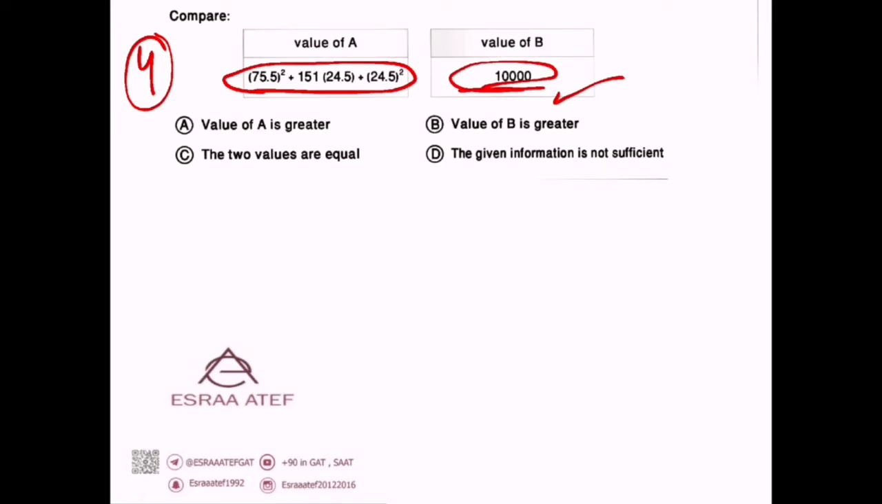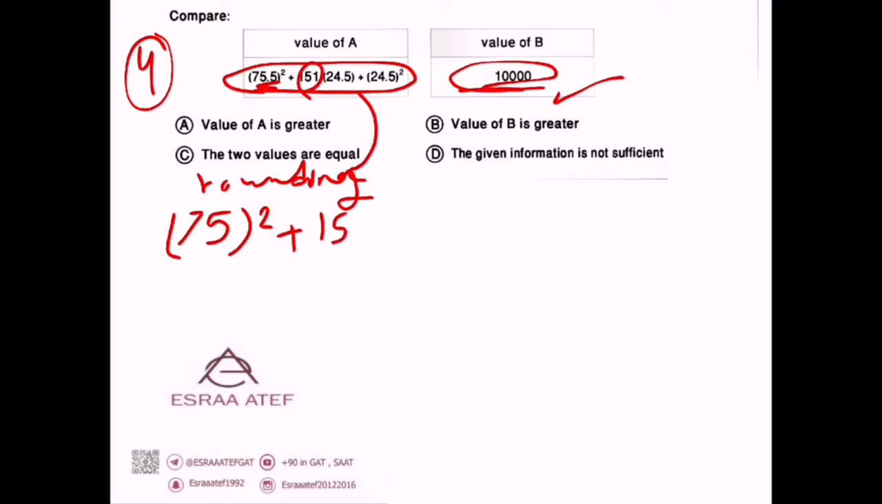We can solve it with a good idea, which is rounding. We will round it all. How can we round it? 75.5 we will round it as 75. 151 we will round it to be 150. 24.5 we will round it to be 25. 24.5 we will round it to be 25 squared. So now all of them we can make with 25 to take a common factor.